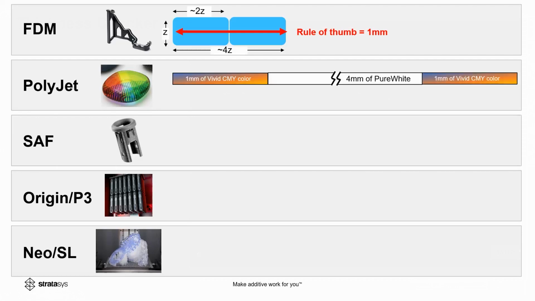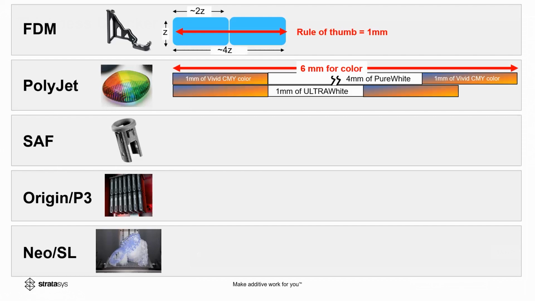the middle to provide an opaque backing, and 1 millimeter color on the other end, for a total of 6 millimeters. If we're using our new ultra white, you only need 1 millimeter for the backing in the middle, so that makes it 3 millimeters total. And if you don't care about color, if you're just looking for a single color, you can get by with a ½ millimeter for PolyJet.